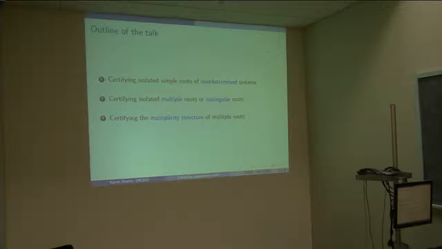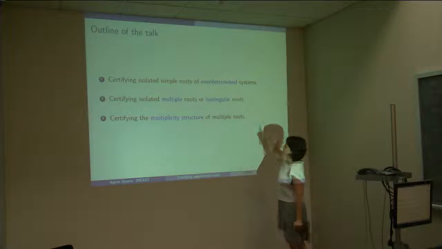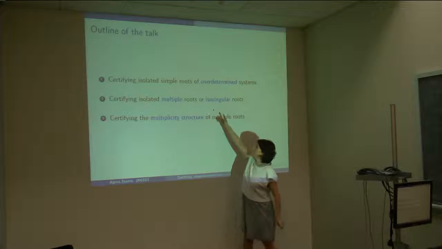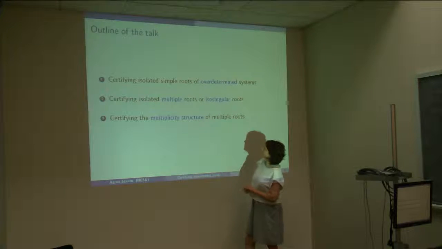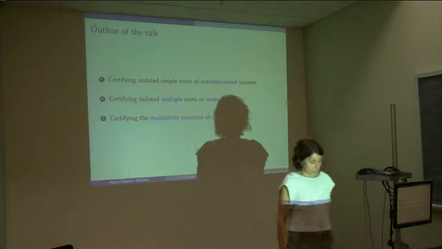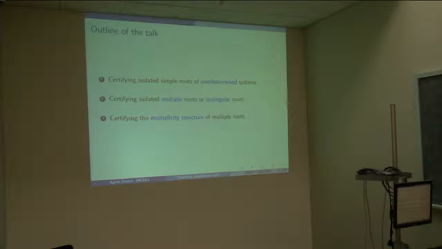Okay, so in this talk, I'm probably not going to have time for everything. I want to give a lot of stuff. The first thing I will show you is what I mentioned: simple roots of overdetermined systems. So again, more equations than variables. The second part of the talk will be certifying multiple roots, where I will define what isosingular roots are. We will reduce that to the overdetermined case. And then in the last part, I will talk about a completely new method that computes and certifies the multiplicity structure of multiple roots. And I will define what I mean by multiplicity structure.